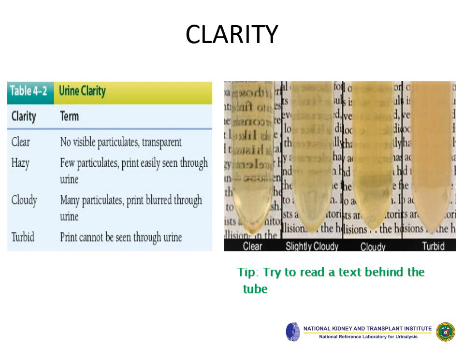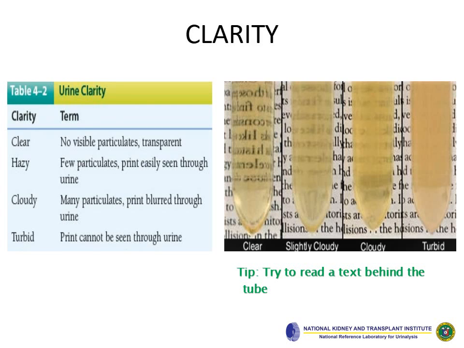Clarity refers to the transparency or turbidity of urine. Freshly voided normal urine is usually clear. The table describes urine clarity reporting, while the images on the right are their examples. To help out, try to read text behind the specimen.